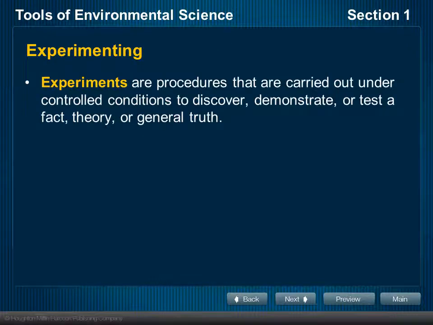Right, next, we do experiments. Okay? By definition, experiments are procedures that are carried out under controlled conditions to discover, demonstrate, or test a fact, theory, or general truth. So what's really important here, guys, is that in true science, we don't jump right into the experiment. In true science, we make observations, and then we try to explain those observations, and then we try to predict, and then we design or make up the experiment based on that work that's already been done. And so a lot of mental work, a lot of thinking work, a lot of creative work, a lot of imagination work goes in before we ever get to the experiment.